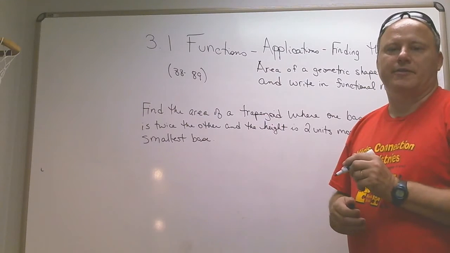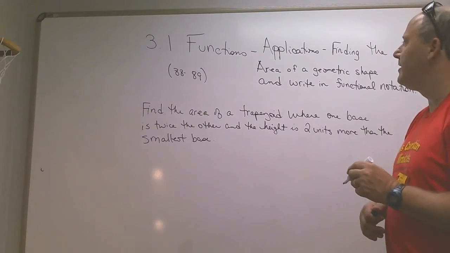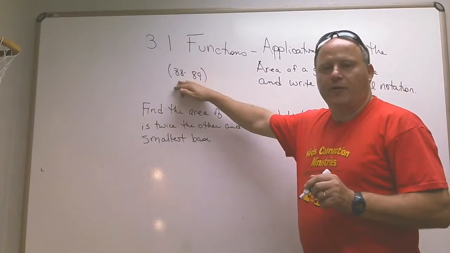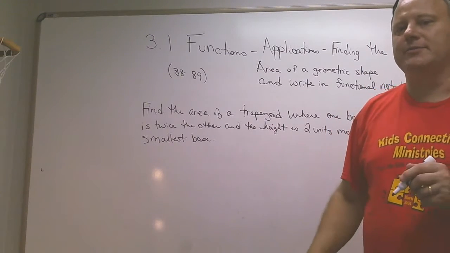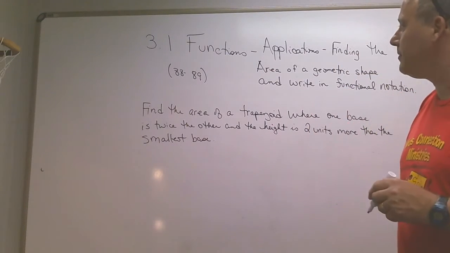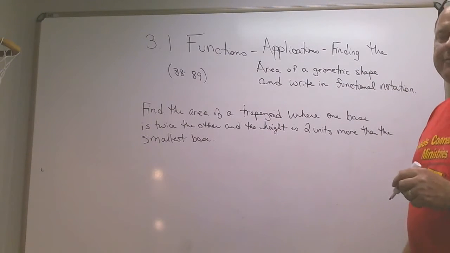Hi, we have a problem on 3.1 functions, and this one is applications. The problem is very similar to 88 and 89, although 88 and 89 deal with triangles. I decided not to do one exactly like that one because it would be kind of a dead giveaway of how to do those two problems. But what I want to do is find the area of a geometric shape and write it in functional notation.